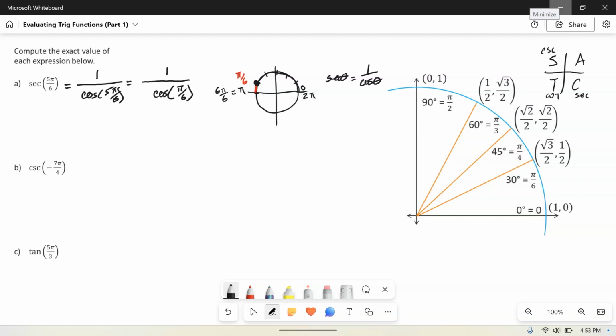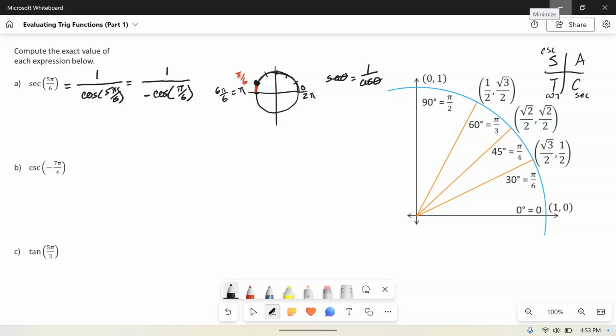The only thing we have to worry about is whether it's a positive or negative value. We already talked about that. Secant, just like cosine, is only positive in the first and the fourth, which means it's negative here in the second quadrant. So I now have 1 over the negative cosine of pi over 6.